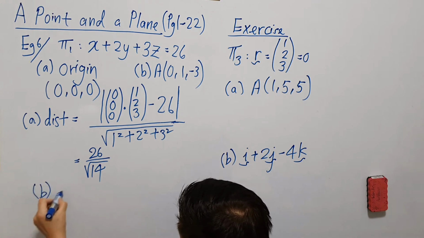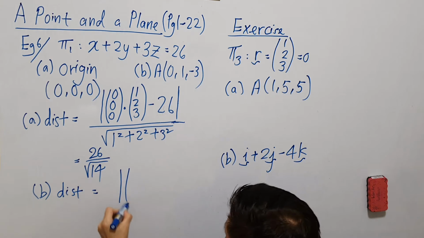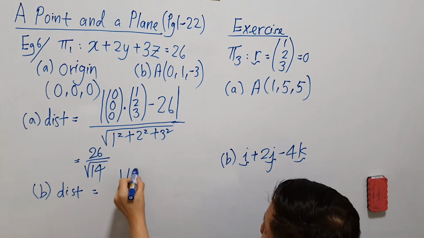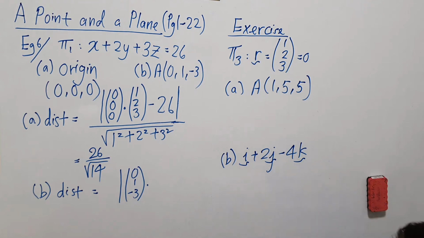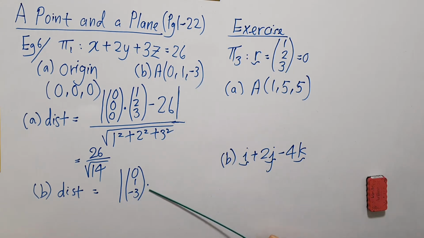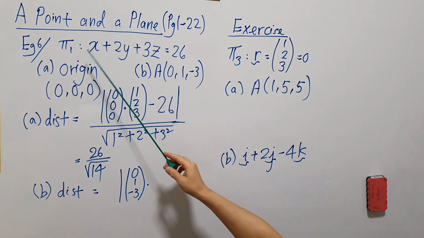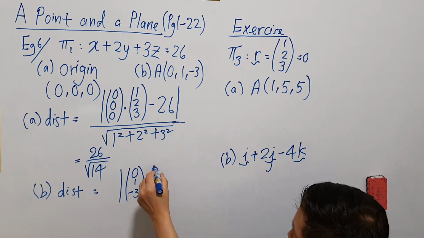To find the distance for part B, again, you have the first vector, which is (0, 1, -3). This is actually the point in question. (0, 1, -3), dot with who? Dot with the normal n, (1, 2, 3).